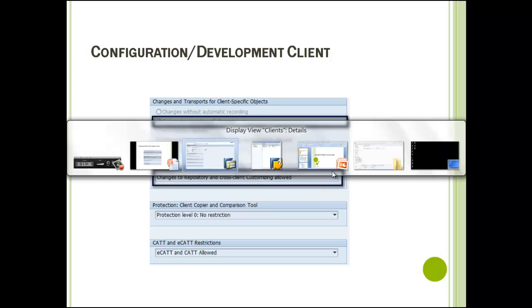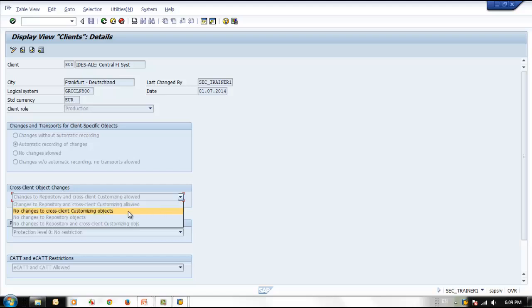We have other options. Let's see in our system. Okay, this is the one which will be used for our development system. Then the next option is no changes to cross client customizing object. That means this particular client will not allow any cross client customizing object. And the third option is no changes of repository objects. That means using this particular client you cannot do this. Then the fourth option is no changes to repository and cross client customizing object.